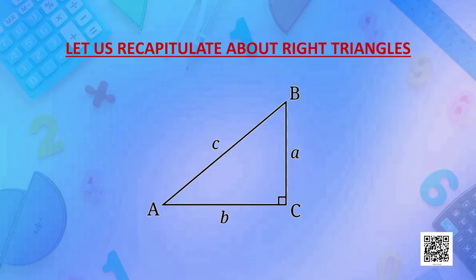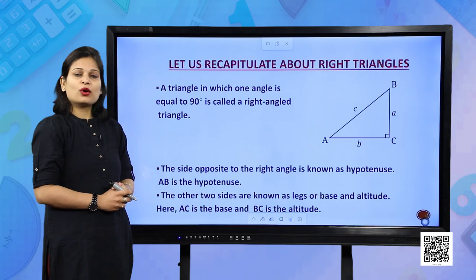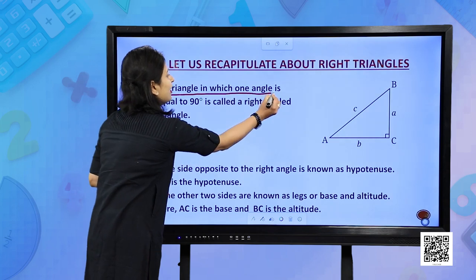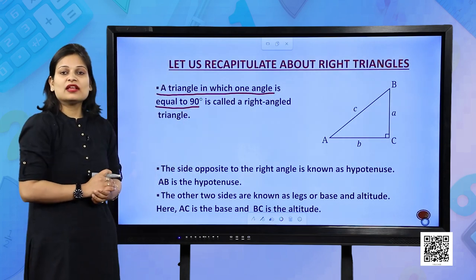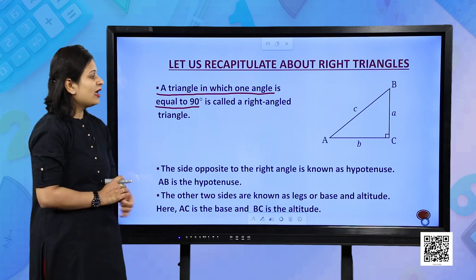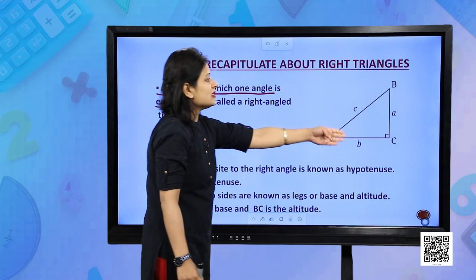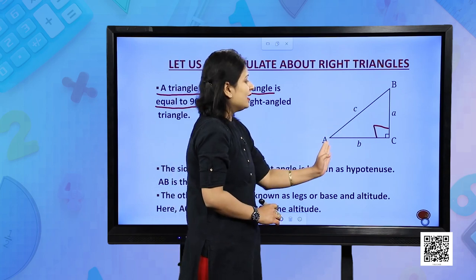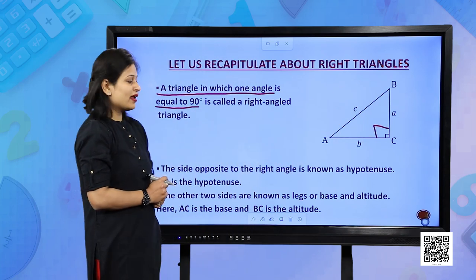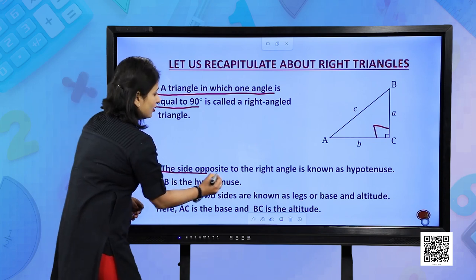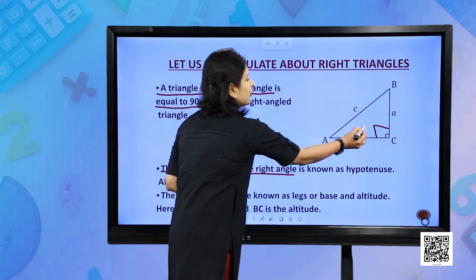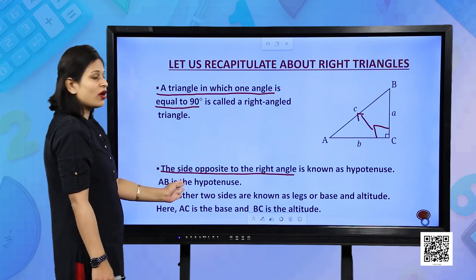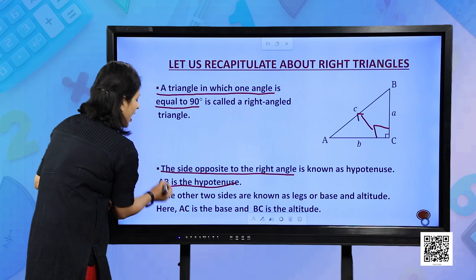Now, let us recapitulate about right triangle. Now, what do you mean by a right triangle? A triangle in which one angle is equal to 90 degree is called a right angle triangle. As you can see, a triangle ACB where angle C is 90 degree. So, triangle ACB is a right angle triangle. Now, the side opposite to the right angle means what? Side AB. So, what is the side AB called? It is called the hypotenuse.